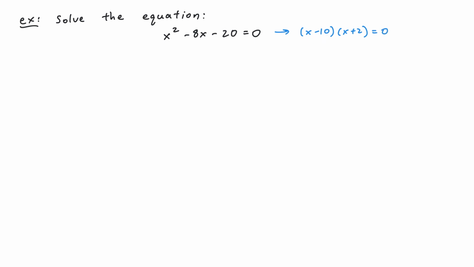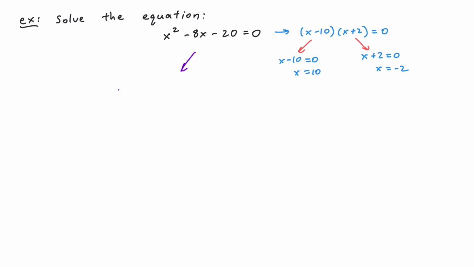Now, when a product of two things is equal to 0, this tells us that either the first factor equals 0 or the second factor equals 0. So this tells me that either x minus 10 equals 0 or x plus 2 equals 0. And solving each of these individual equations, we get x equals 10 and x equals negative 2. So this is one approach for solving a quadratic equation. But this is not the only way we can go about it. We can also solve this by completing the square. So let's take a look.